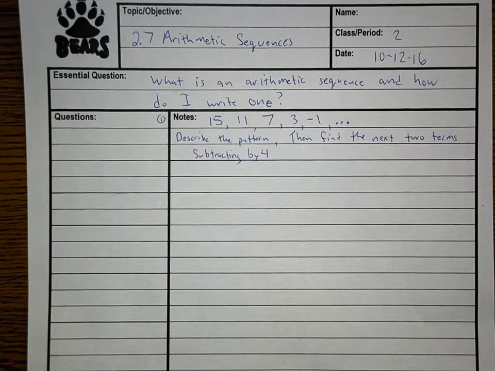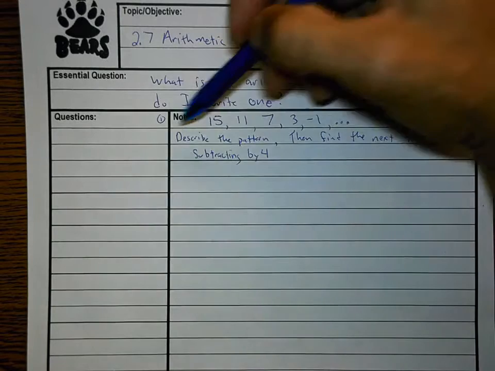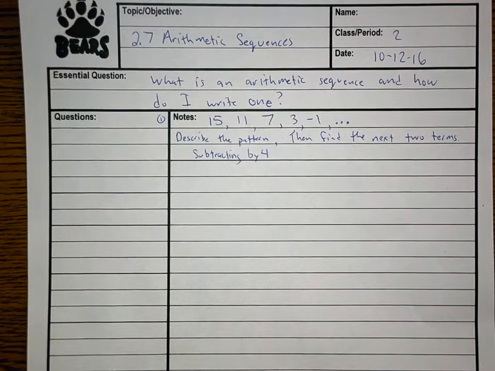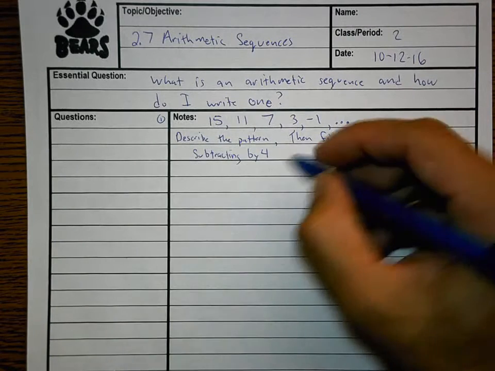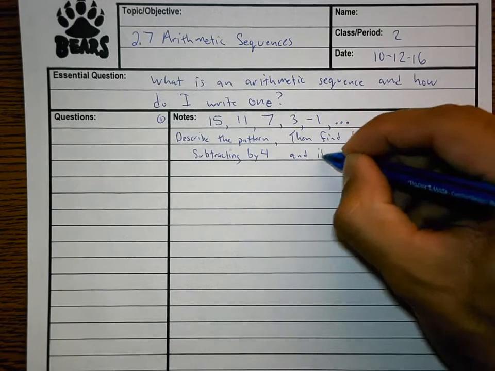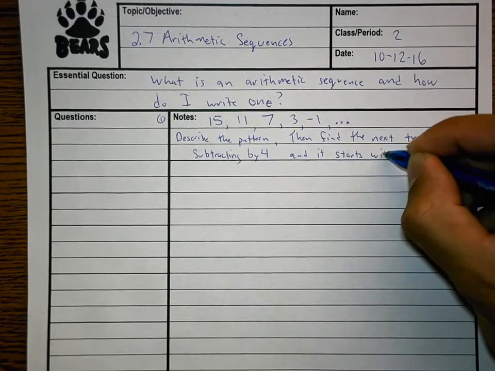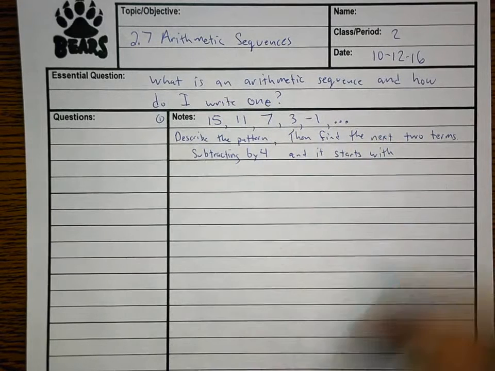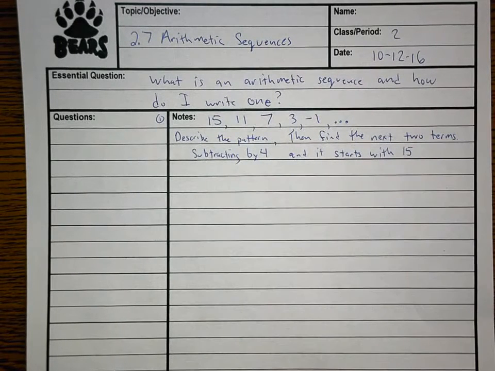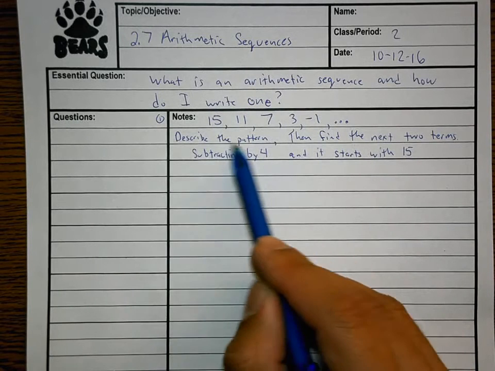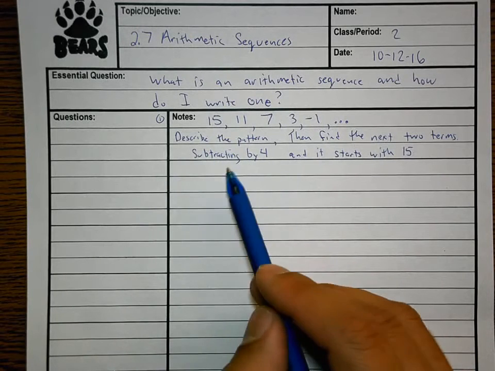Is this enough for us to describe the pattern? Almost. This is half of what I want. You need to tell me how they're finding the next number. Subtracting by 4, and it starts with what number? 15. It starts with 15. The two things that I'm going to want you to describe the pattern with: what is happening? What is the change?